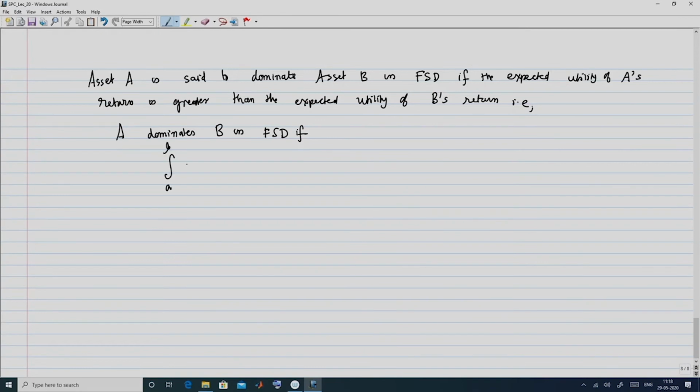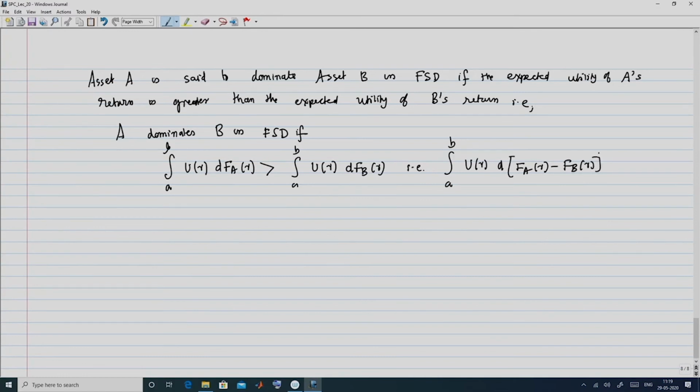the integral from a to b of u of r, using the definition of expected utility done previously, dF_A of r, is greater than the integral from a to b of u of r dF_B of r. That is, we can write this as the integral from a to b of u of r d of (F_A of r minus F_B of r), and this is greater than 0. So, we can use either this form or this equivalent form.